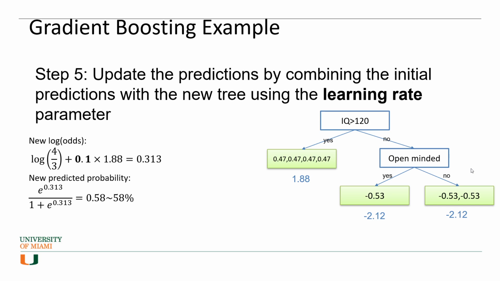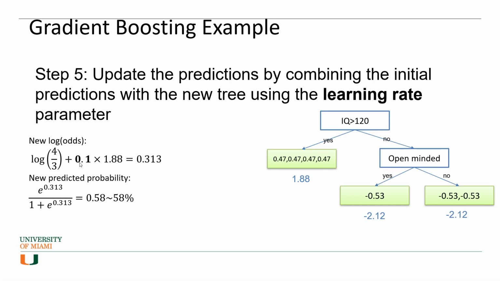Now, the next step is to update the predictions by combining the initial predictions that we used, the log odds, with the new tree using the learning rate that we mentioned at the very beginning of this video. So the new log odds is going to be the previous log odds, which was log of 4/3, plus, I'm talking about this particular node, 1.88 multiplied by the learning rate.